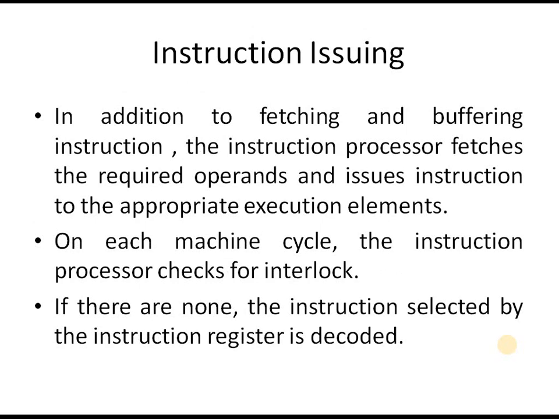Instruction issuing. In addition to fetching and buffering instructions, the instruction processor fetches the required operand and issues instructions to the appropriate execution element. On each machine cycle, the instruction processor checks for interlock. If there are none, the instruction selected by the instruction register is decoded. Decoding is the first of three possible stages in issuing the instruction.